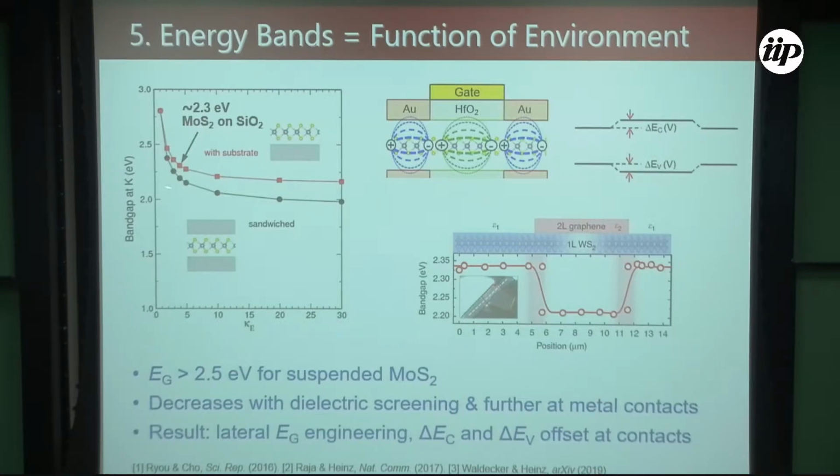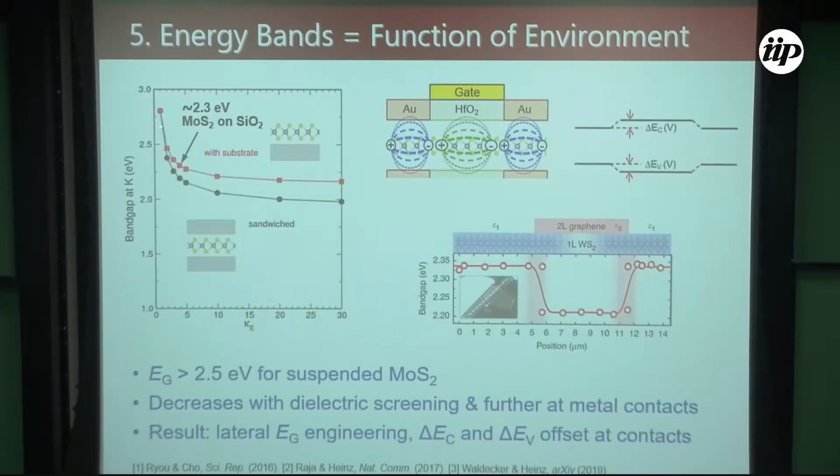There seems to be more and more agreement that the actual band gap of suspended MoS2 is even larger, about 2.5 or 2.8 eV or something like that. Please tell me if you have different numbers at the break or afterwards. This is very nice calculation done by KJ Cho at UT Dallas.